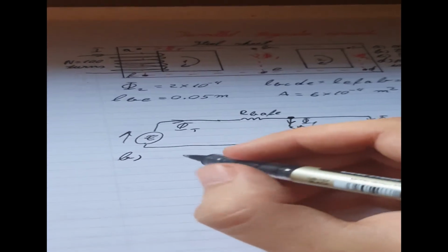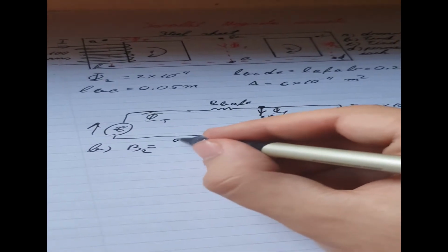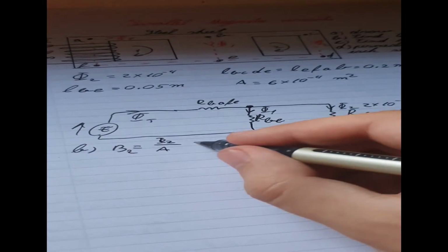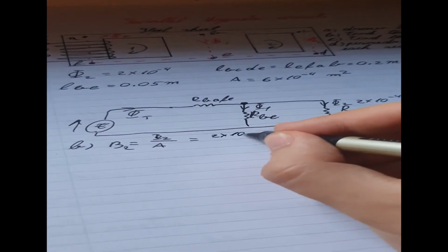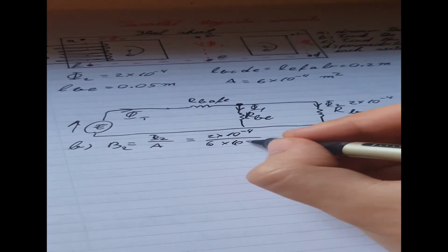Because we know the second flux, let's write it here as well. That will be 10 times 2 times 10 to the minus 4. We reverse it, let's say. There you go. We know that B2 from the flux will be flux 2 divided by the area, and that will be equal to 2 times 10 to the minus 4 divided by 6 times 10 to the minus 4, which is equal to 0.33.